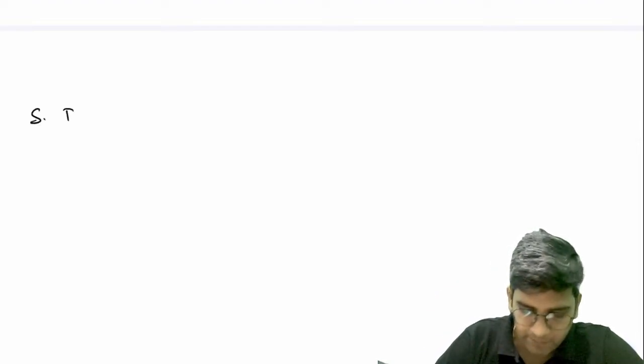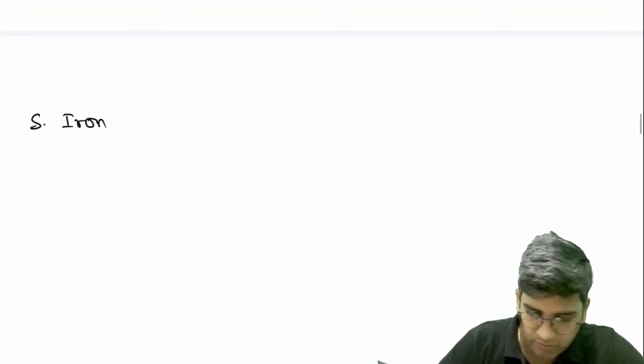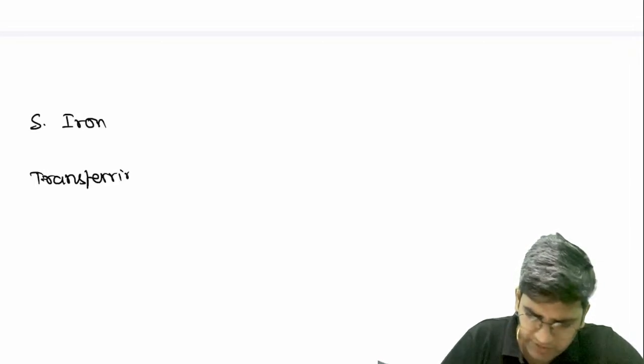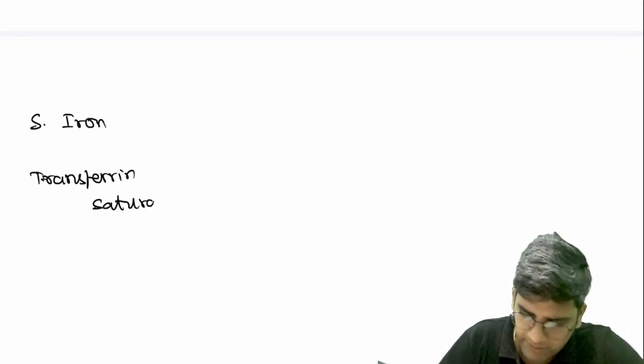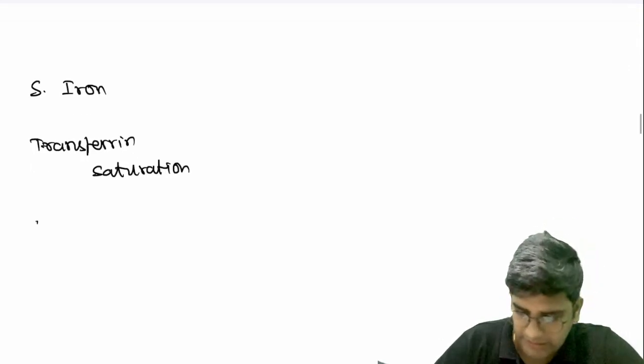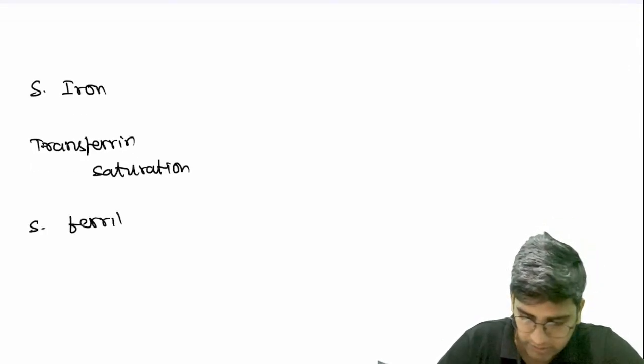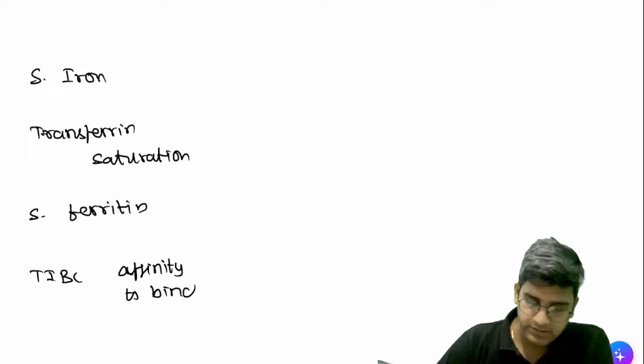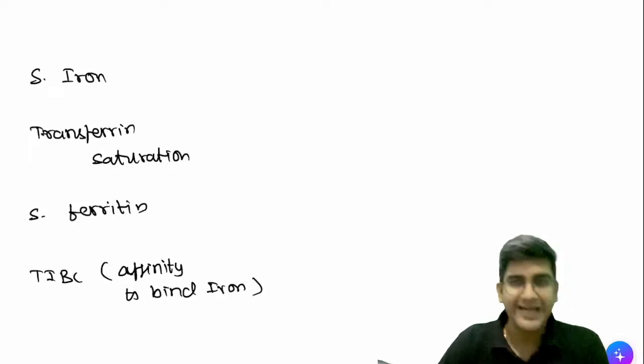Okay. Iron profile, I have 4 things. I have serum iron, right? You have your transferrin saturation. Most of the time, these 4 only will happen in most of the iron profile, right? You have your serum ferritin. You have your total iron binding capacity. I'm rephrasing the total iron binding capacity as affinity to bind with iron. It's affinity to bind iron. Okay, that's what iron binding capacity is.